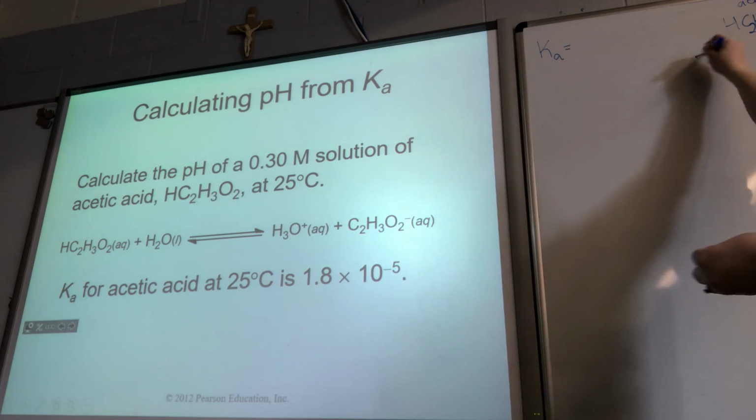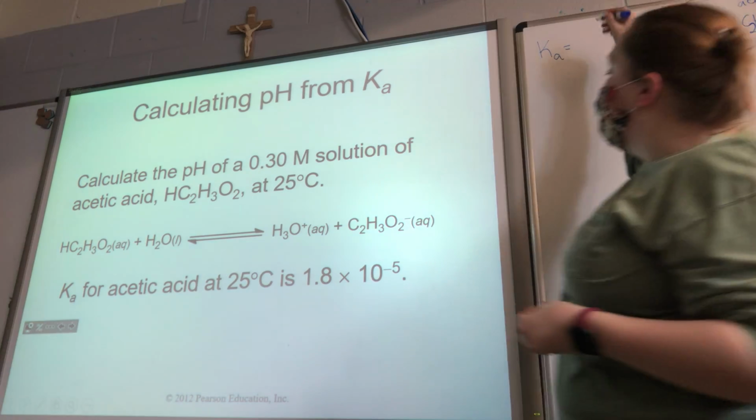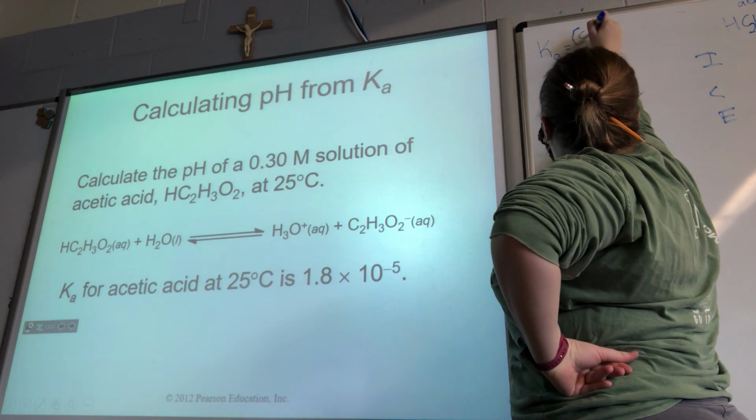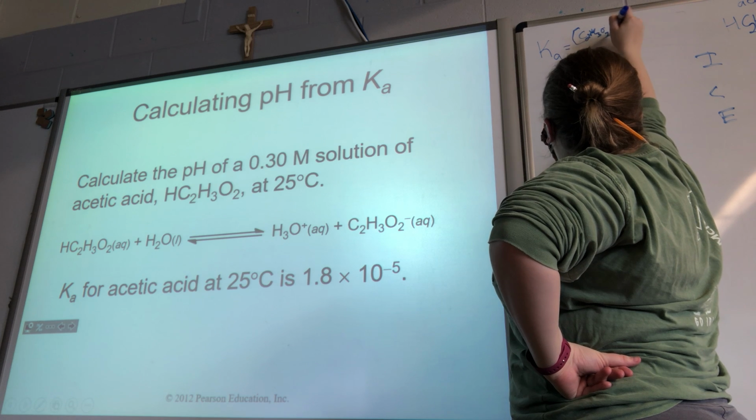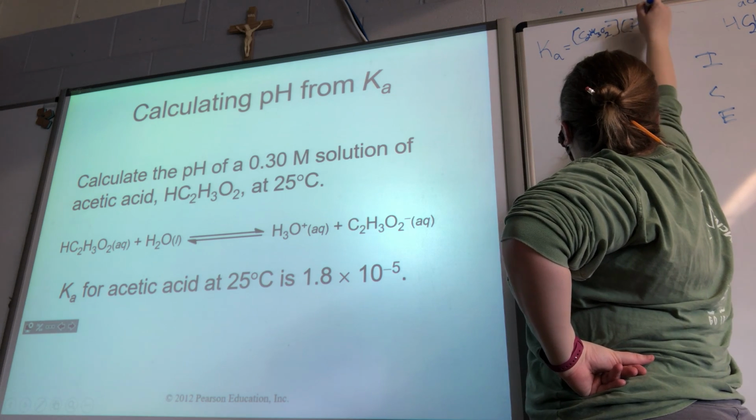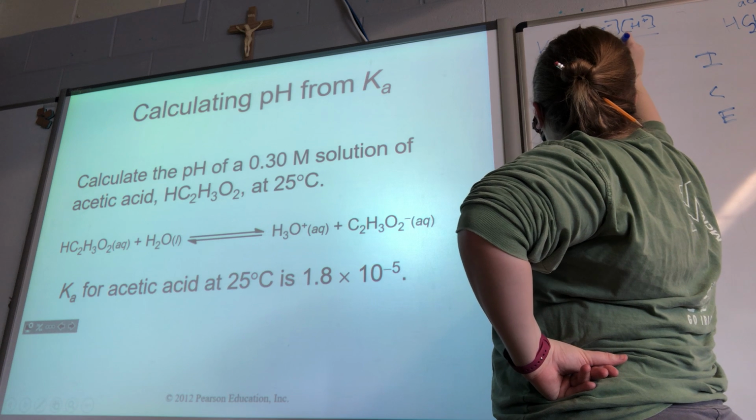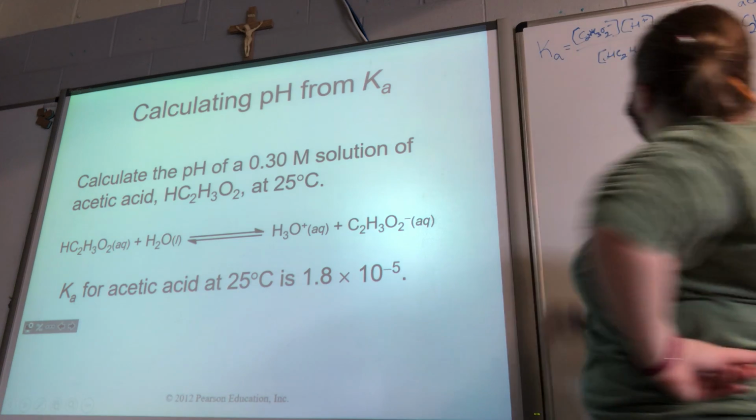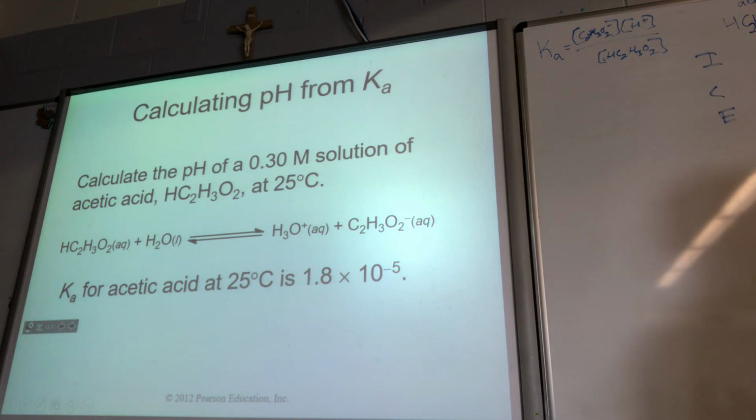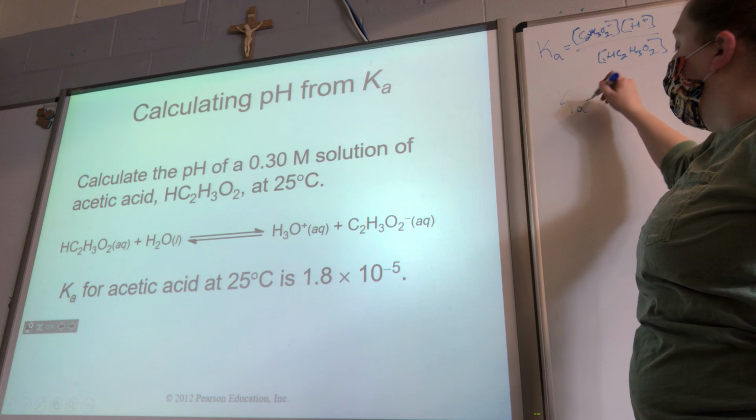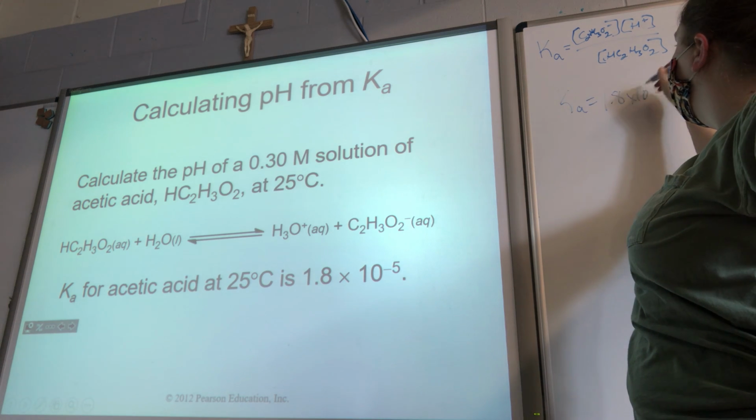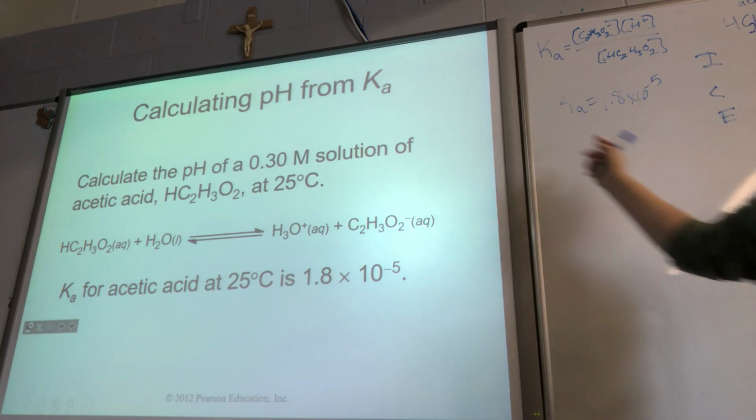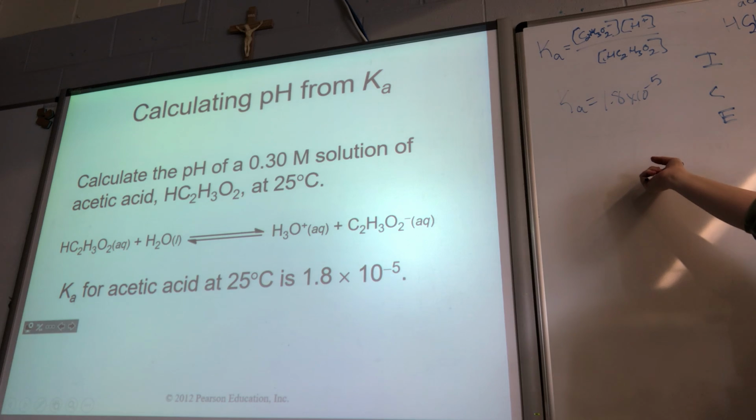All right, I'm going to set up an ice table. I'm going to write a K expression. So what does my K expression look like? What goes on top? Okay, we were also told that K has a value of 1.8 times 10 to the negative fifth. So if you had to compare the strength of this one to the one we just were working with, is this one stronger or weaker? Weaker, because the number gets smaller.